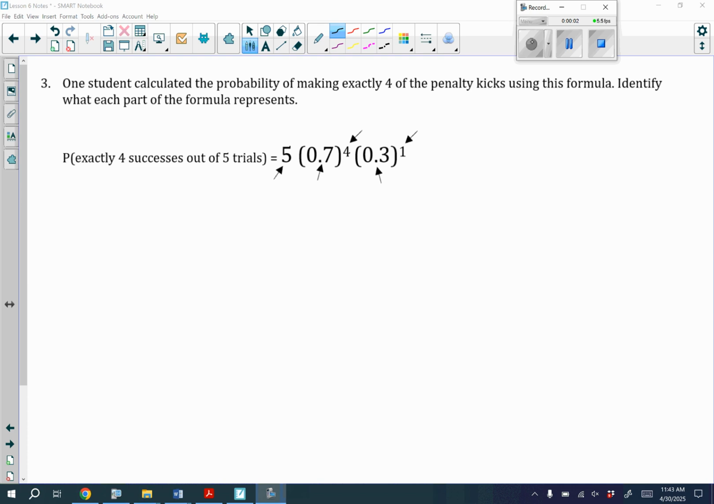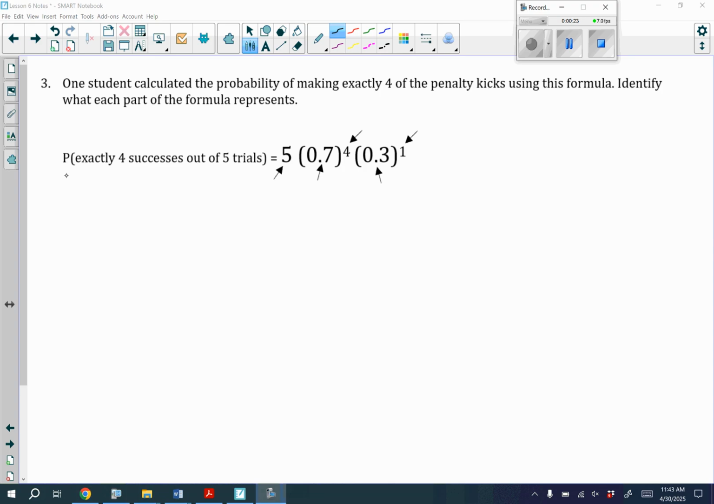Here's part 2 of our notes. So we just talked about how we found our probability if they made all 5 penalty kicks, and what's the total probability if they make 4 penalty kicks. Now it says one student calculated the probability of making exactly 4 of the penalty kicks using this formula. We're going to identify what each part of the formula represents.